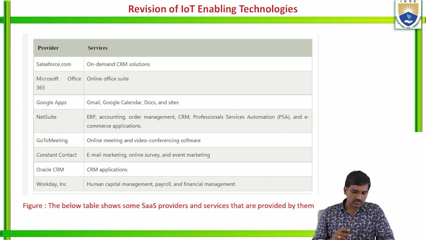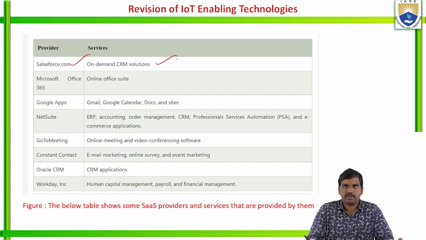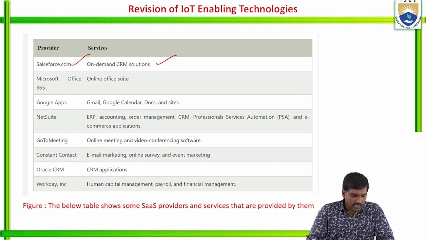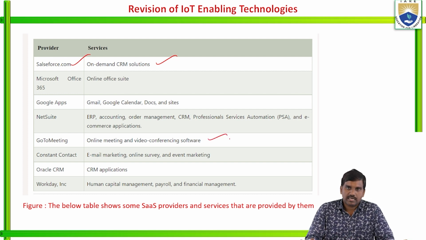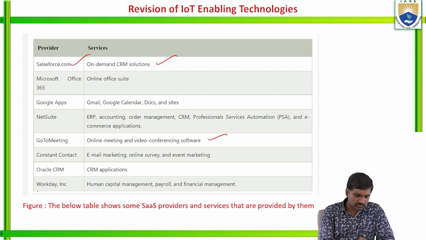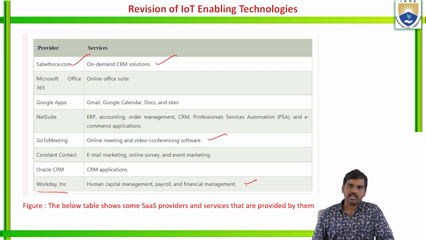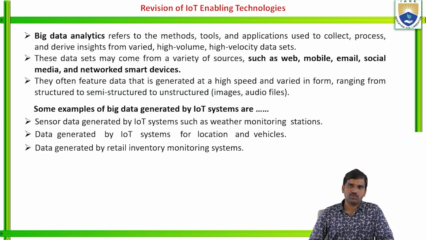And these are the services. We already know Salesforce can provide services like on-demand CRM solutions, and GoToMeeting provides online meetings and video conferences like Google Meet, Zoom, and WebEx. Workday provides human capital management, payroll, and financial management. So this is the explanation about the cloud computing service models.